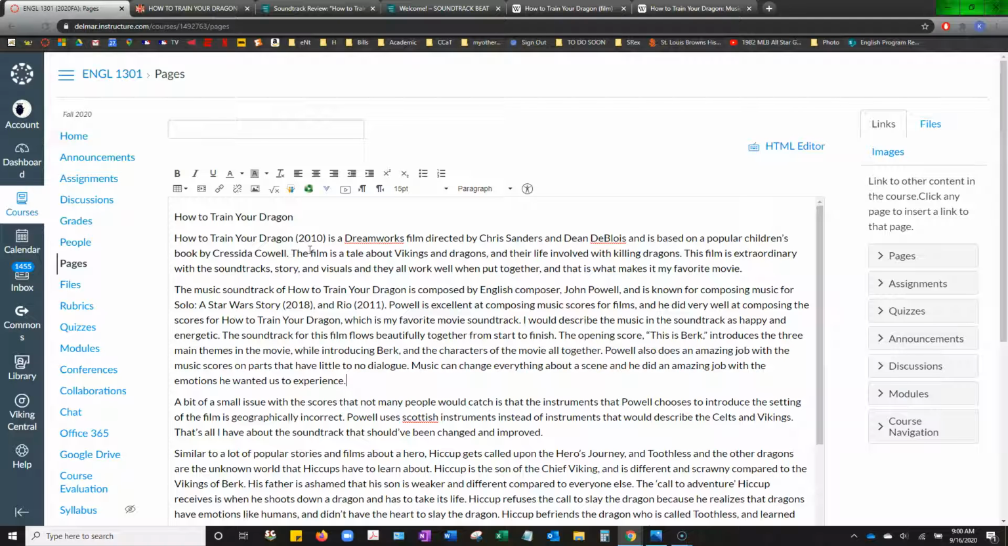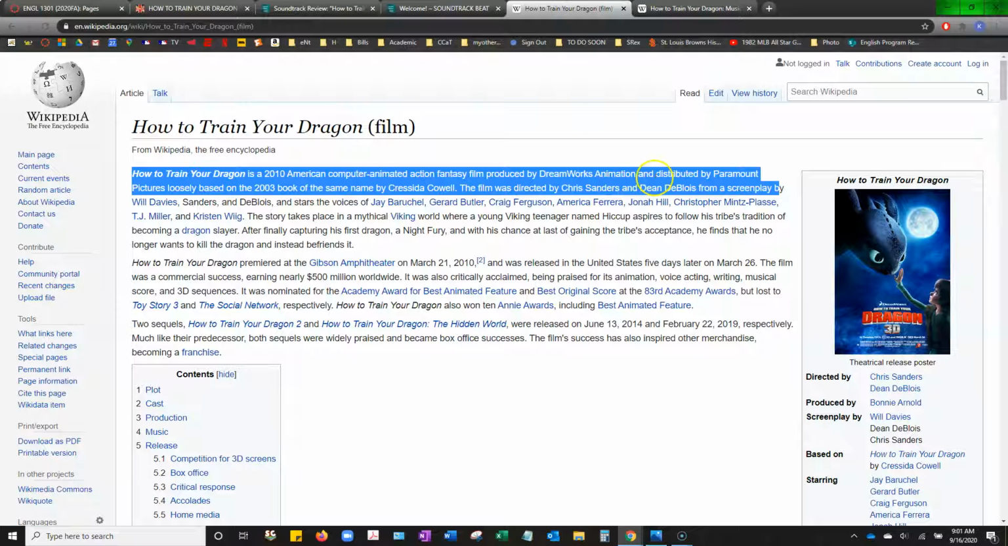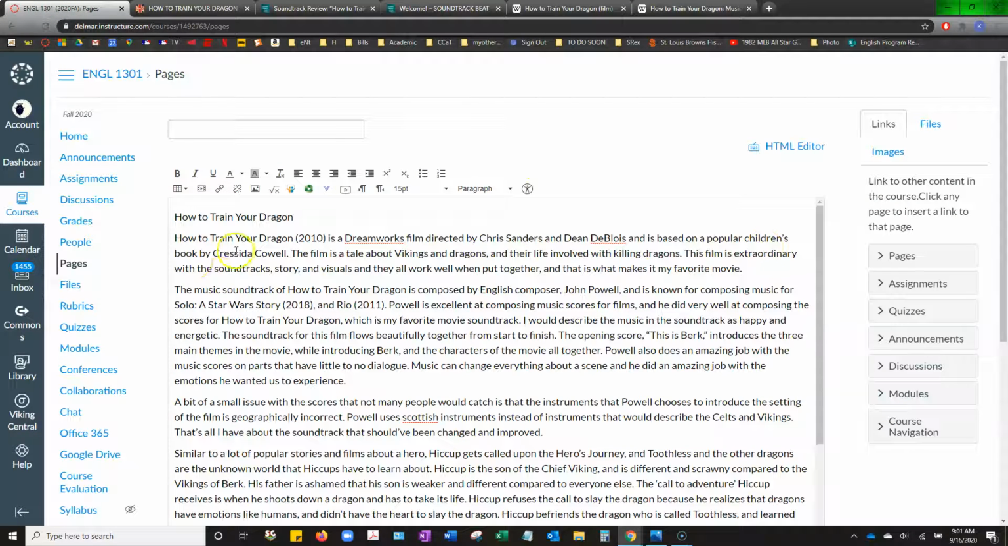about the film. We can say How to Train Your Dragon, released in 2010, produced by DreamWorks, directed by Chris Sanders and Dean DeBlois. Is that spelled right? DeBlois? Yes, it is. Okay. And it's based on this book. These are statements of facts. A lot of this would even come up in the opening credits.